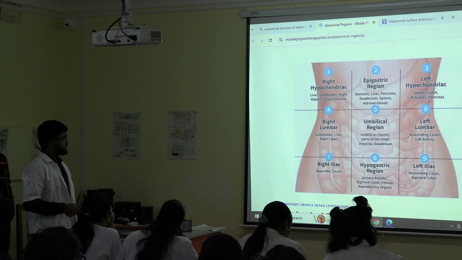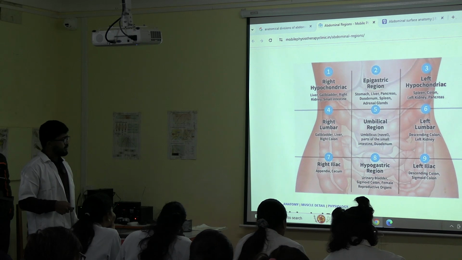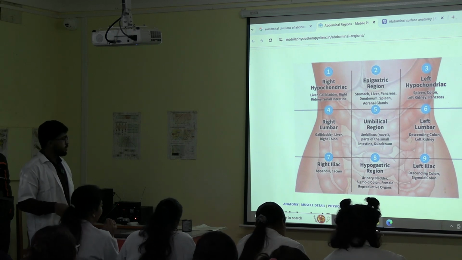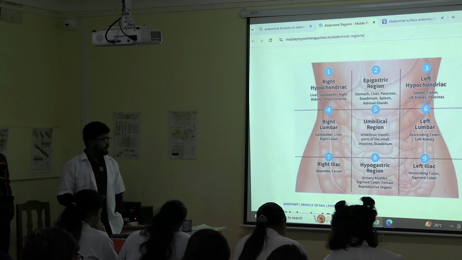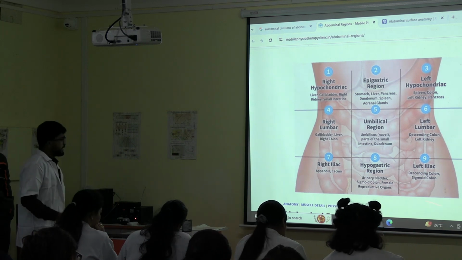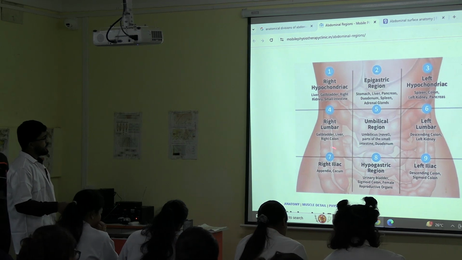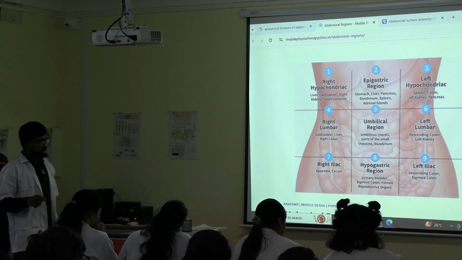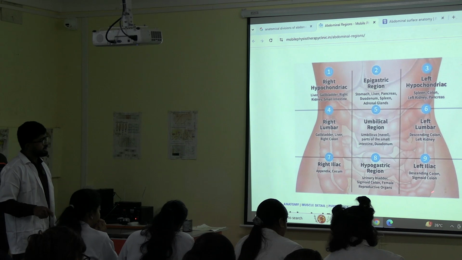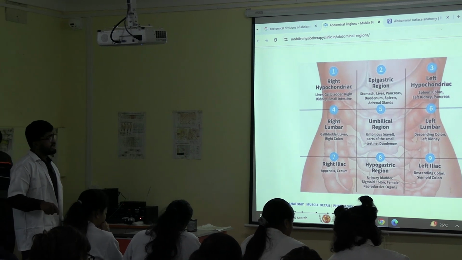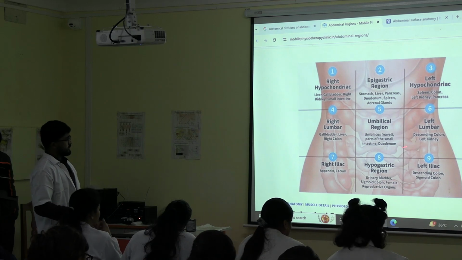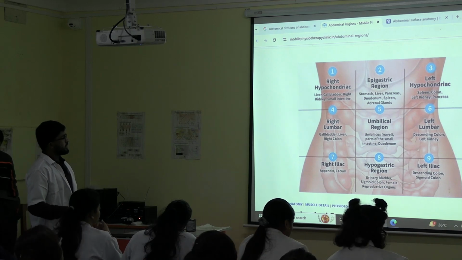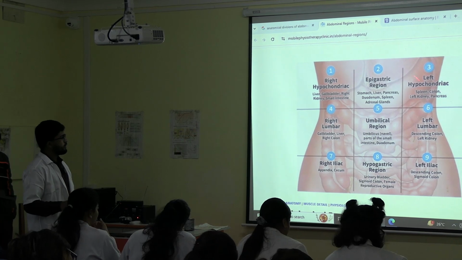What lies in this hypogastric region is the urinary bladder, sigmoid colon, and in case of females, the female reproductive organs. In the right iliac region lie the appendix and the cecum, while in the left iliac region there is the descending colon and the sigmoid colon. So these are mostly the anatomical landmarks in relation to the different nine regions of the abdomen.